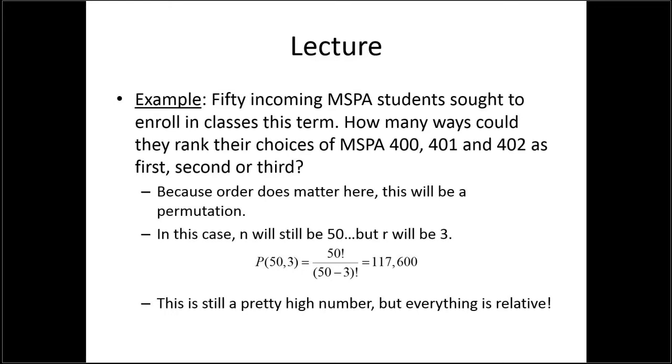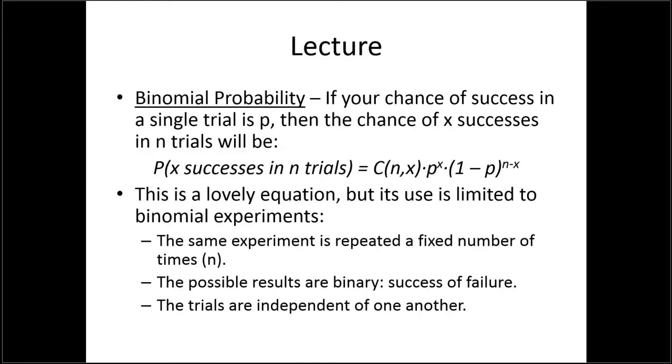Also clearly a high number, but not quite as high. For argument's sake, if they were just ranking classes in any order, this would be a combination and not a permutation, and it would be a little lower. It would be about 20,000 possibilities if order were not important. We're going to get back to that idea, but right now we're going to switch over to binomial probabilities.